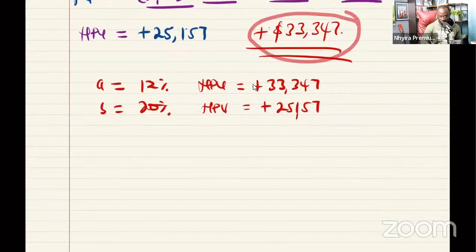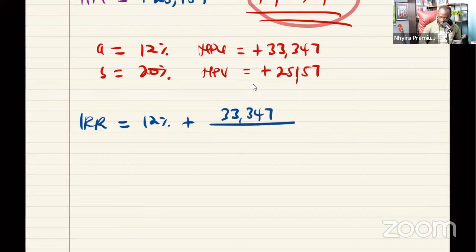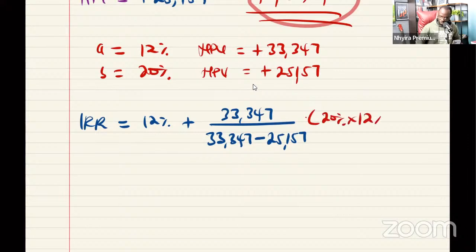So now that we have these, we can substitute them into the formula. So IRR will be A, which is 12%, plus NPV of A, 33,347, divided by 33,347 minus 25,157. If the NPV B was negative, then it would have become a positive. But in our context, it cannot be positive. And that is going to be times 20 minus 12%.